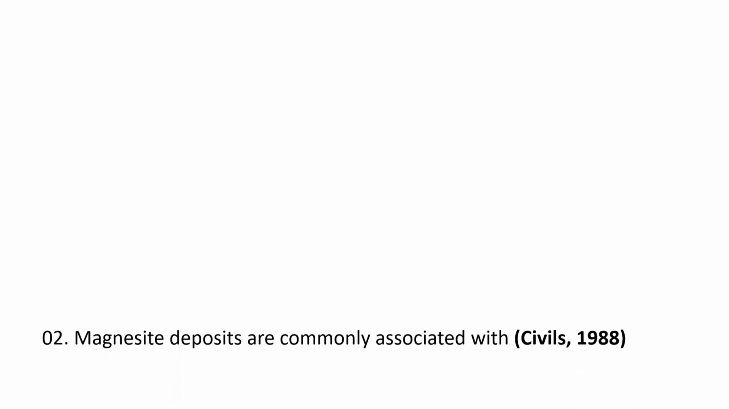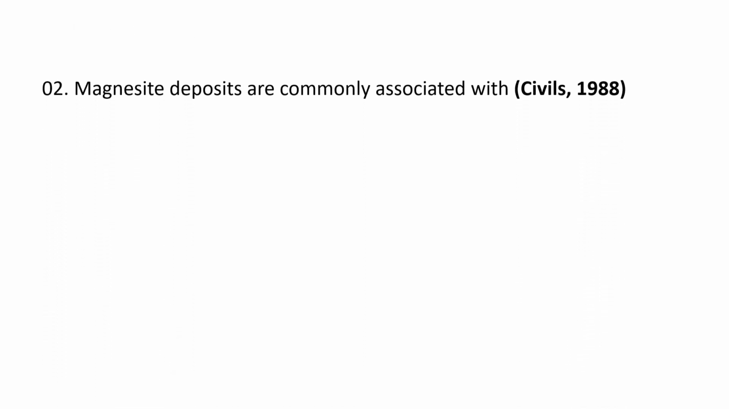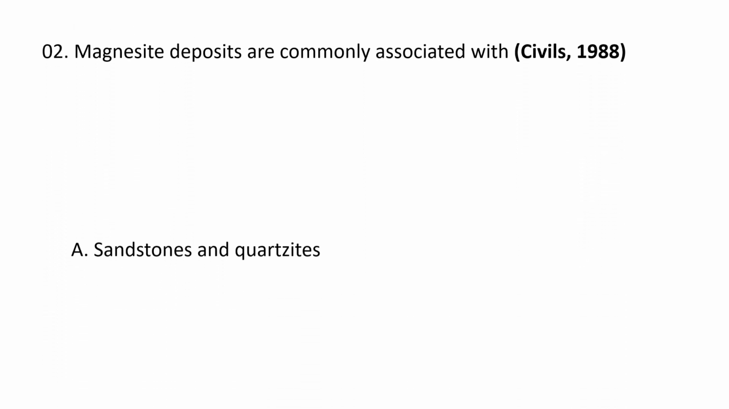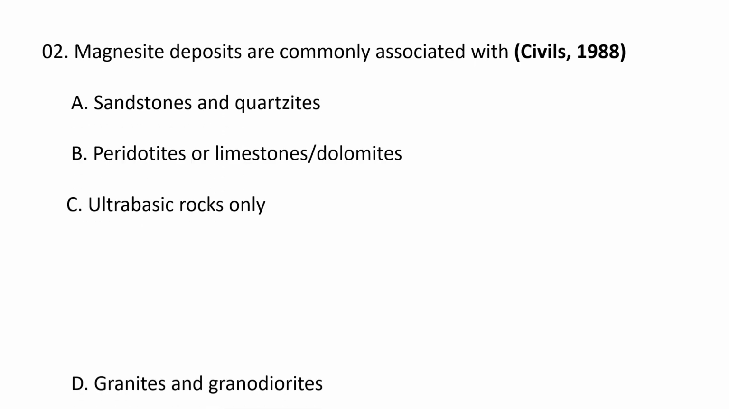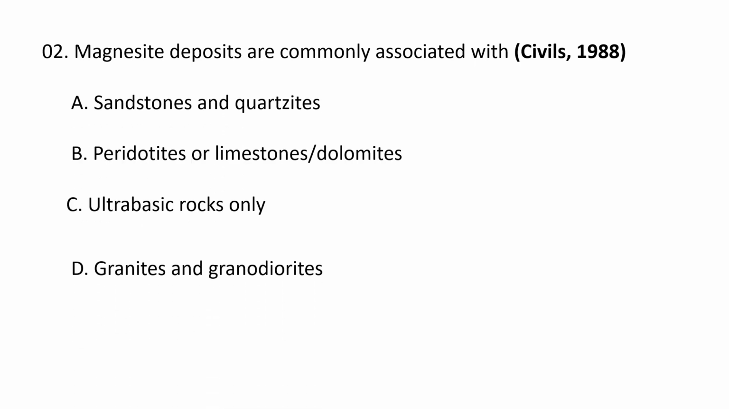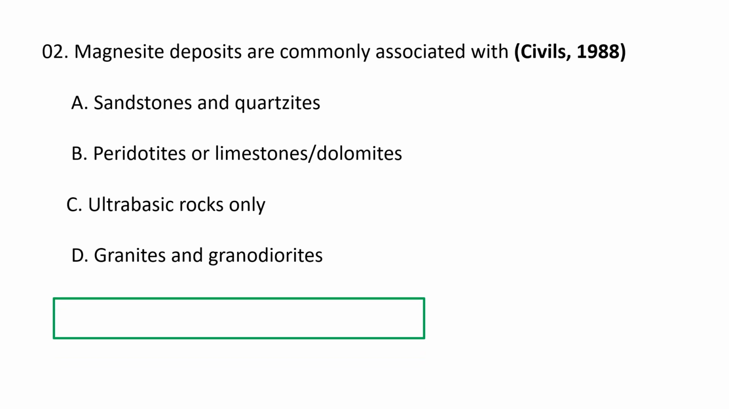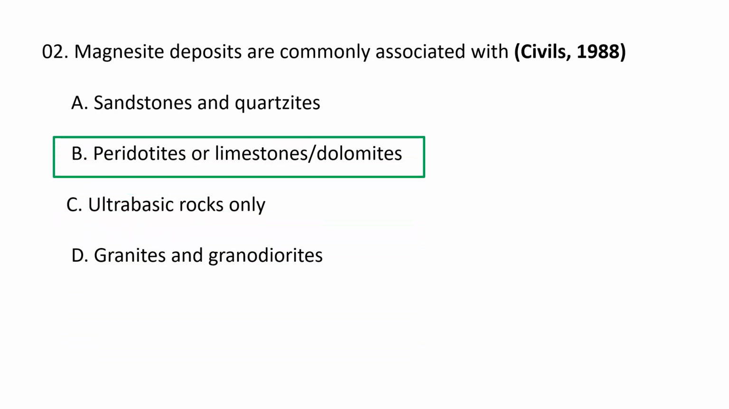Next question. Magnesite deposits are commonly associated with. Choices are A. Sandstones and quartzites. B. Peridotites or limestones or dolomites. C. Ultrabasic rocks only. D. Granites and granodiorites. So magnesite deposits are commonly associated with limestones or dolomites and peridotites. So B is the correct option.